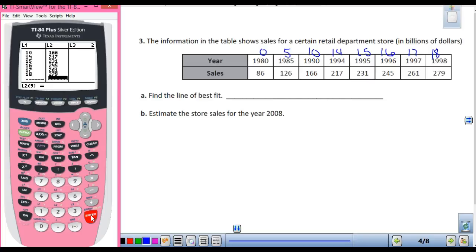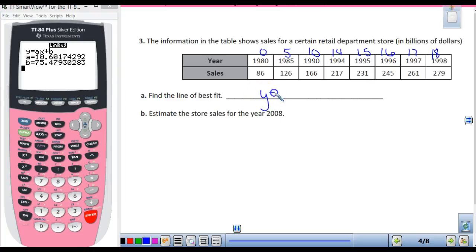Guys, got yours in there? Yep. You guys have your equation yet? Yep. Get it in, see if you can get to it. So stat, over to calc, number 4, all the way down to calculate and hit enter. And our equation is y equals 10.6x plus 75.48.